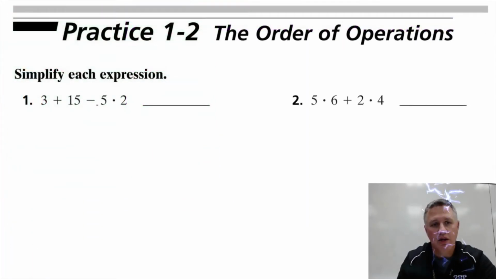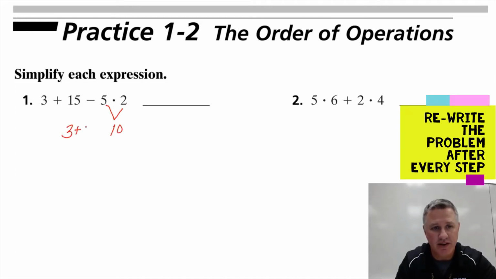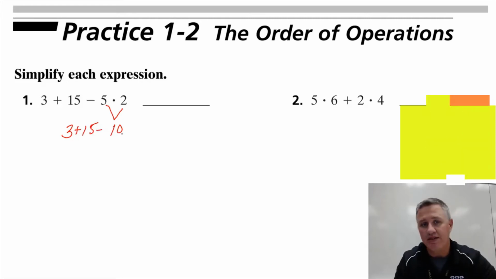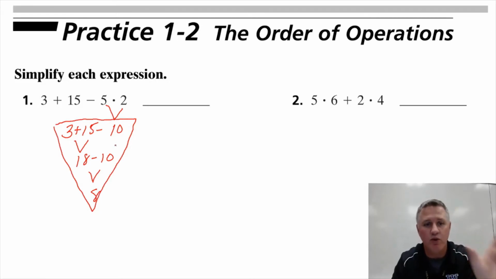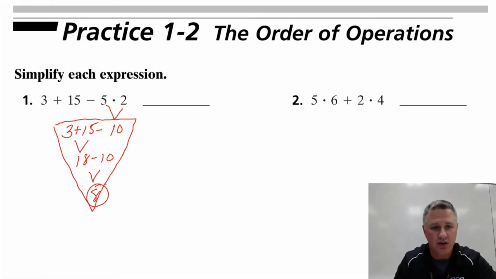Here we go. First problem that you had, I'm going to look at this and say, well, I've got addition and subtraction, and I've got multiplication. PEMDAS, I'm going to start with multiplication, right? I'm going to rewrite everything, and I want you to get in the habit of doing that. And now I just work left to right. 3 plus 15 is 18, and 18 minus 10 is 8. And you can see that when you solve the problem and you're showing your work this way, it's going to look like an upside down piece of pizza or a triangle. All right, but we circle our answers, and that's how we show our work properly.